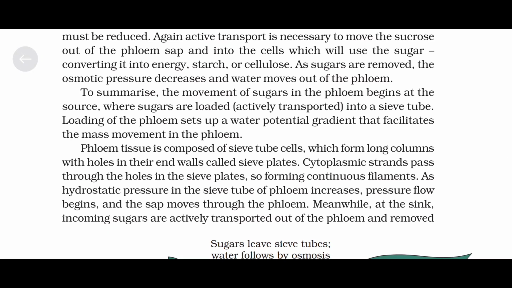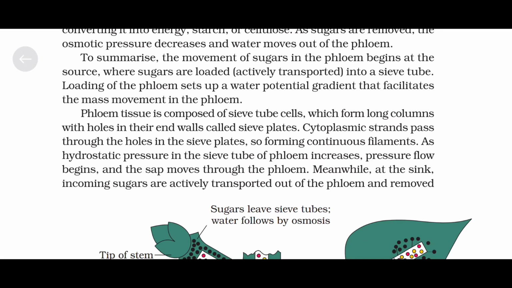To summarize, the movement of sugars in the phloem begins at the source, where sugars are loaded, actively transported into a sieve tube. Loading of the phloem sets up a water potential gradient that facilitates the mass movement in the phloem. Phloem tissue is composed of sieve tube cells which form long columns with holes in their end walls called sieve plates. Cytoplasmic strands pass through the holes in the sieve plates, so forming continuous filaments.